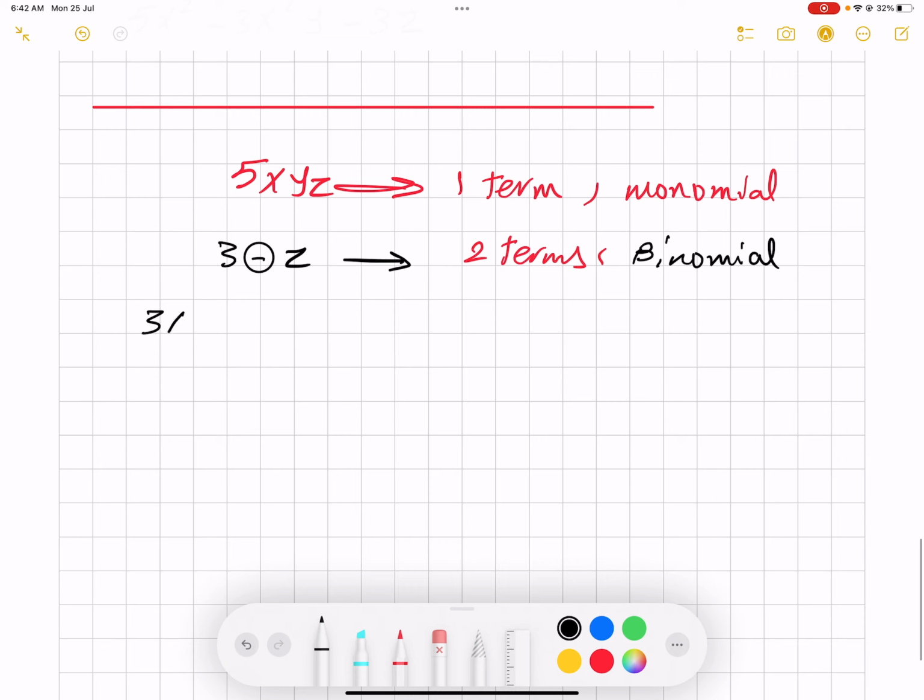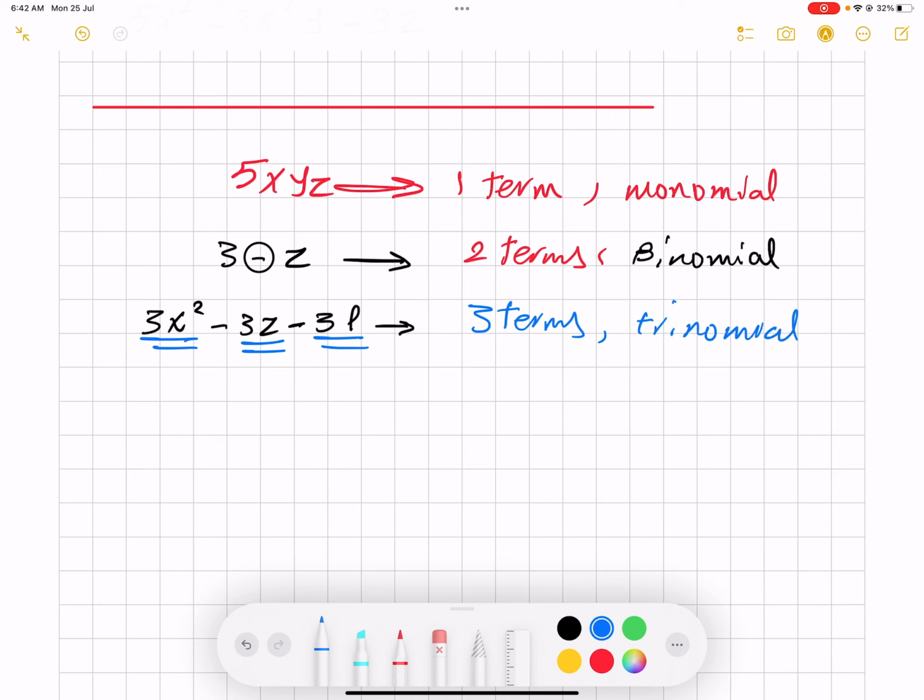What if we have 3x power 2 minus 3z minus 3l? Here, I think it is very clear that they are 1, 2, 3. We have the first, second, and third, and then we say we have 3 terms, and we call it trinomial. We have here 3 terms so it will be trinomial.